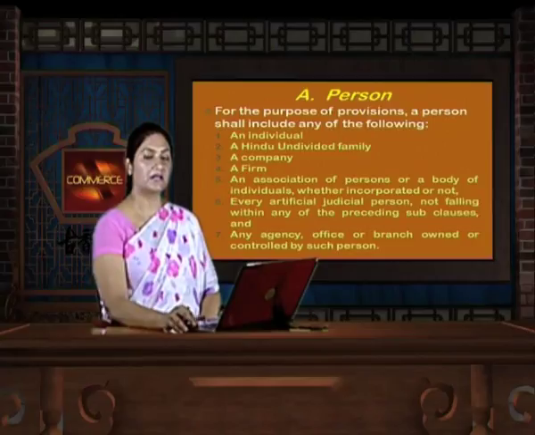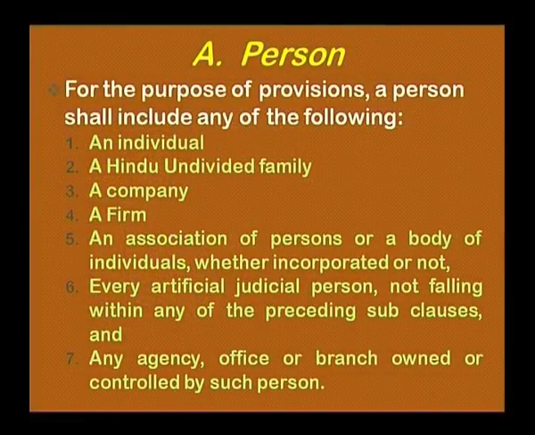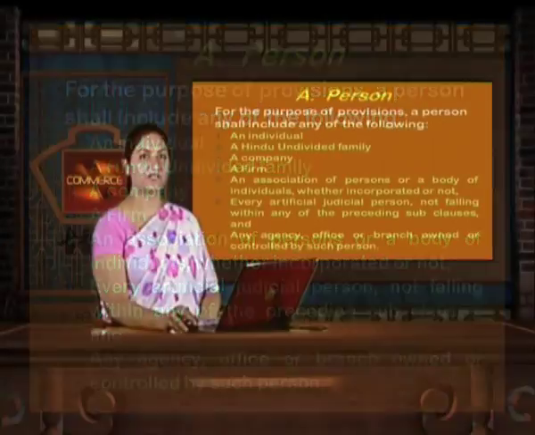A person shall include the following: an individual, a Hindu undivided family, a company, a firm, an association of persons or a body of individuals, whether they are incorporated or not, every artificial juridical person not falling within any of the preceding subclauses, and any agency, office or branch owned or controlled by such other person.